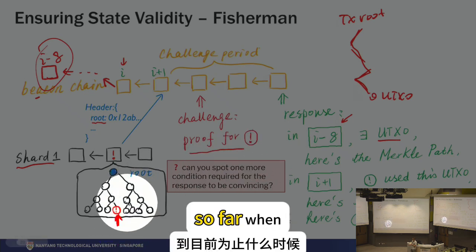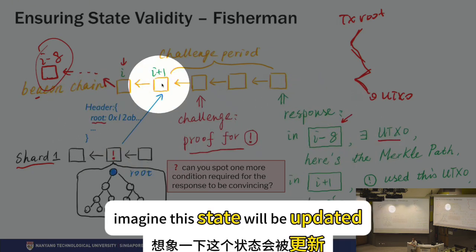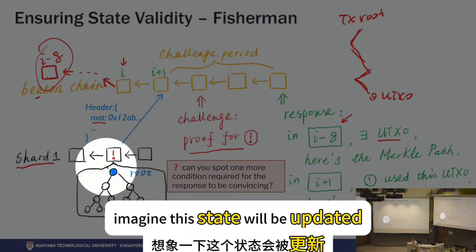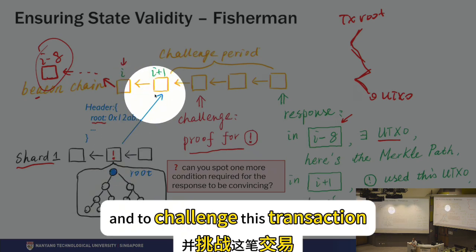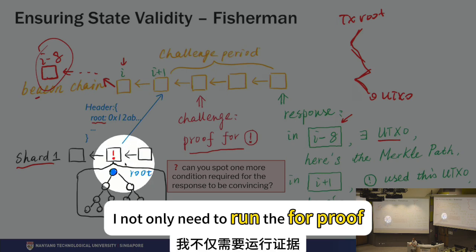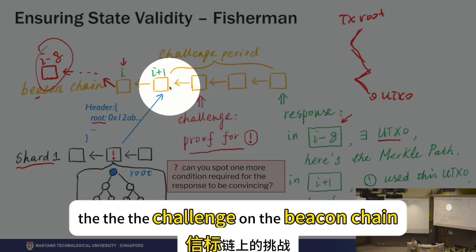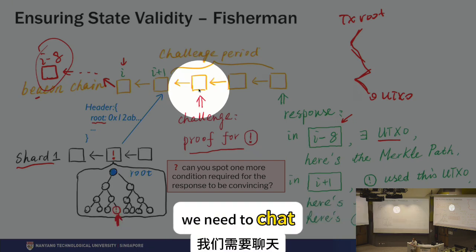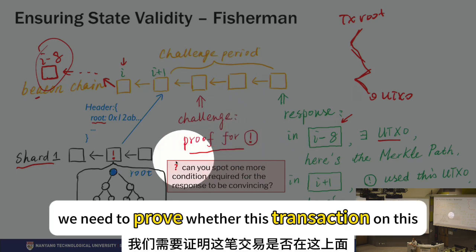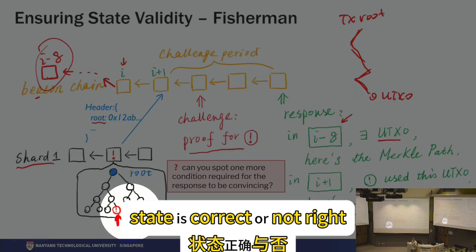So for when we run the challenge, basically, imagine this state will be updated as a block header to the beacon chain. And to challenge this transaction, I not only need to run the fraud proof on the shard, I also need to run the challenge on the beacon chain. For this example, we only talk about the beacon chain. So when we challenge this one, we need to prove whether this transaction on this state is correct or not, right?